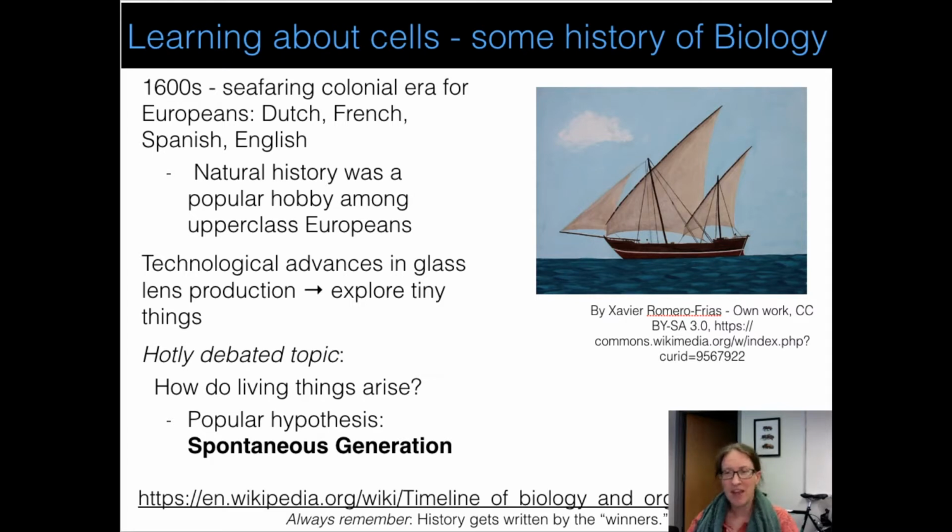a nice profit. And part of what this meant is that among the upper class members of European society, natural history became a very popular hobby because biological specimens were things that could be bought, sold, and traded. This was also a period during which there were some technological advances in glass lens production. So think about the production of telescopes to explore space. And some of these advances in glass lens production also meant that people could engage in some more local exploration of tiny things at home.